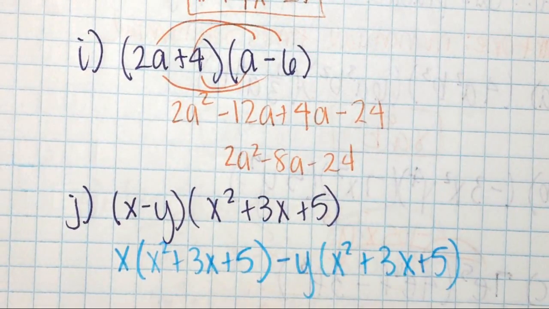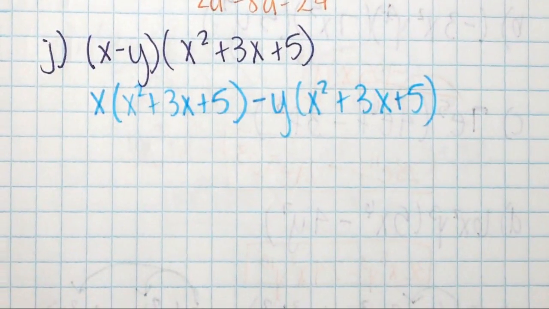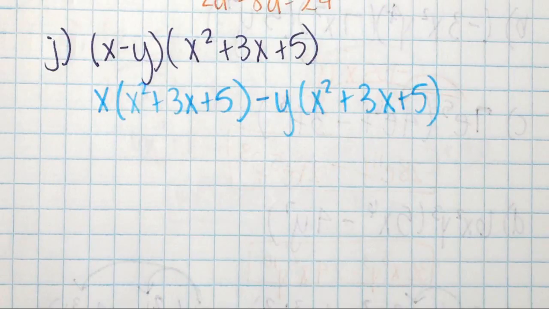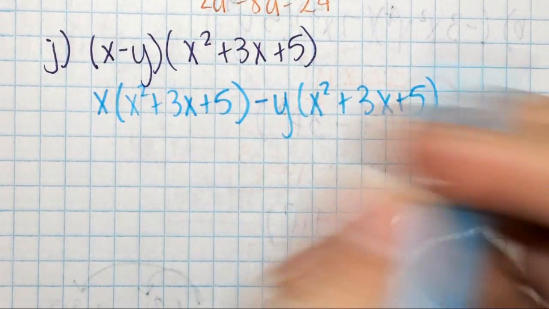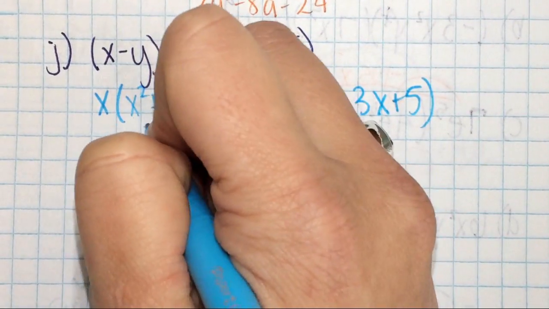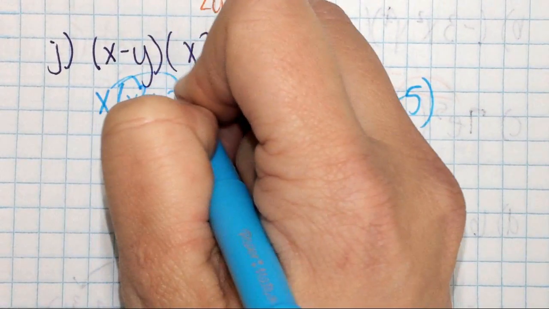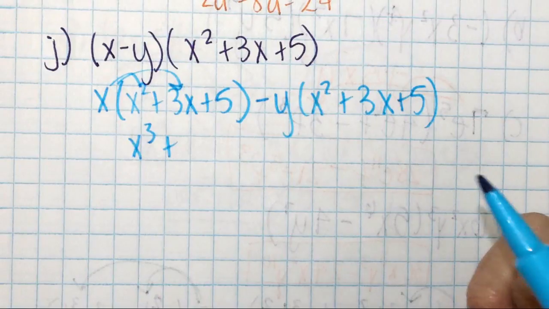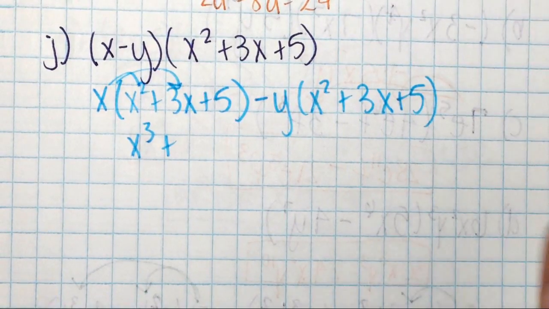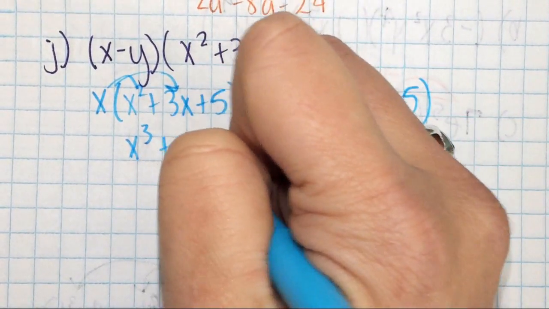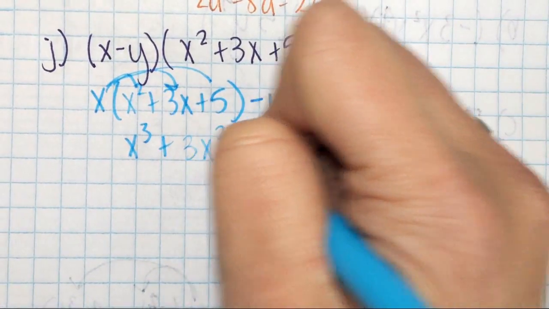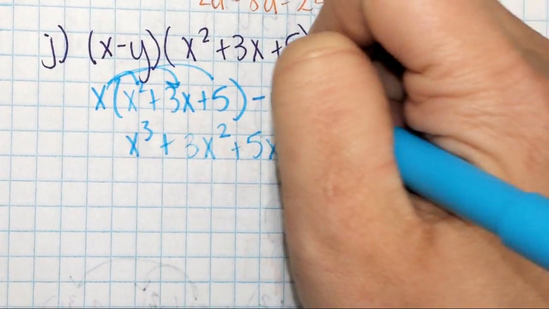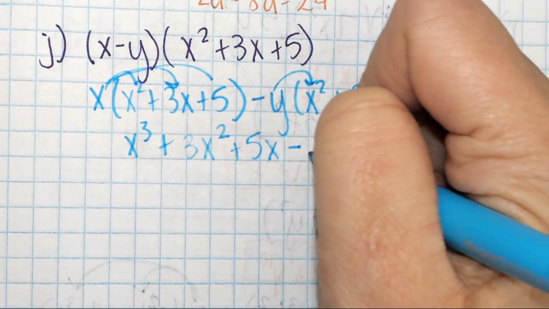And how do you get rid of the parentheses? Distribution. So x times x squared is x cubed. x times 3x is 3x squared. Alright, x times 5 is 5x. Minus, what's y times x squared? yx squared.